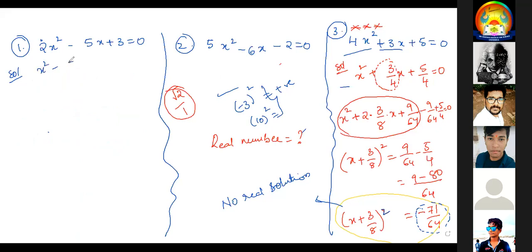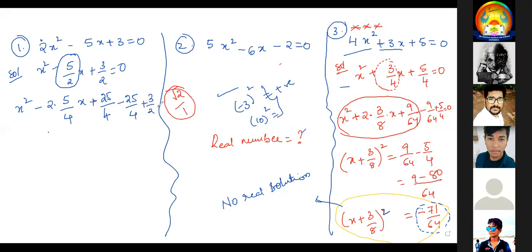First divide with 2. Now x square minus, it should be an even number, since there is no 2 before that. So I wrote 2 into 5 by 4. Now a square minus 2ab, what will be the next term? Square of 5 by 4, whole square, 25 by 16. Yes, very good. If you know that directly, we can write it as x minus 5 by 4 whole square, minus 25 by 16, plus 3 by 2 equal to 0. So now 25 by 16.